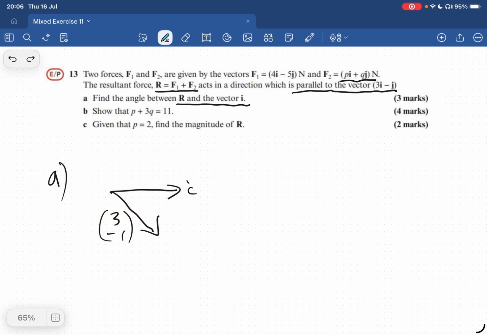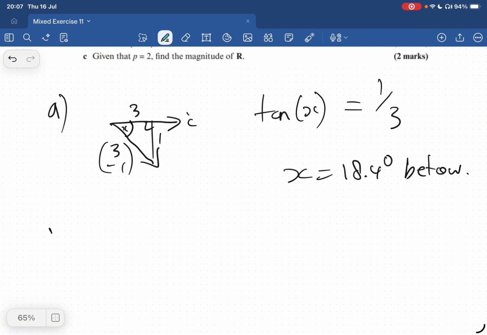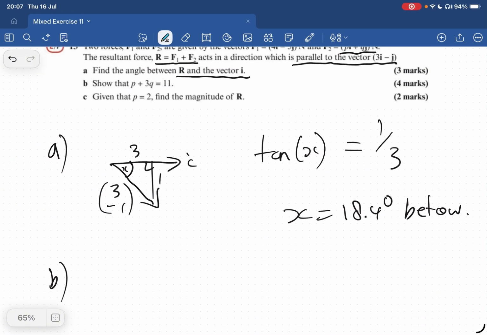So what angle is this between I and (3, -1)? Well, we draw out our triangle, then we use SOHCAHTOA. We've got the opposite and the adjacent, so we've got tan inverse of a third, which is 18.4 degrees. And we're going to specify that this is below I. Perfect. Now part B. Show that P plus 3Q is 11.